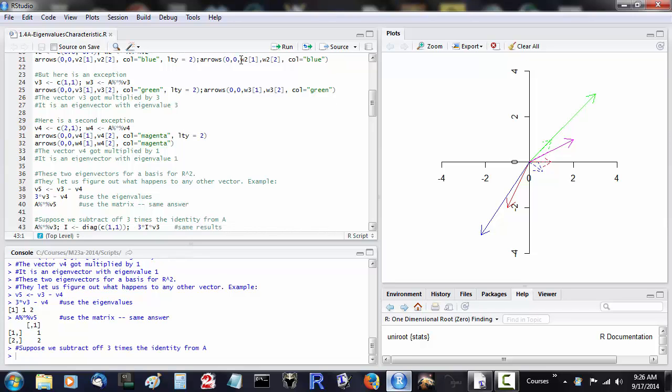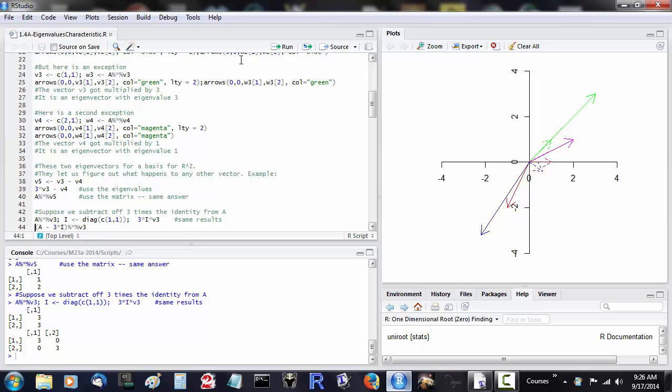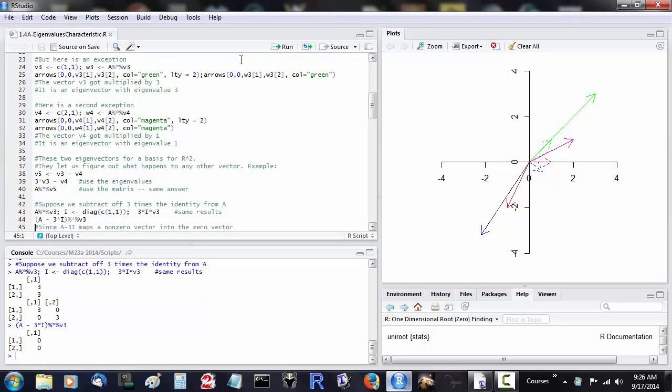Now let's get a bit tricky. It's obvious at this point that multiplying the matrix A by V3 has exactly the same effect as multiplying 3 times the identity matrix by V3. And therefore, if I take the difference, A minus 3 times the identity matrix, and multiply that by V3, I get 0. That means that the matrix A minus 3I takes V3, which is a non-zero vector, and maps it into the 0 vector. V3 is a vector in the kernel.